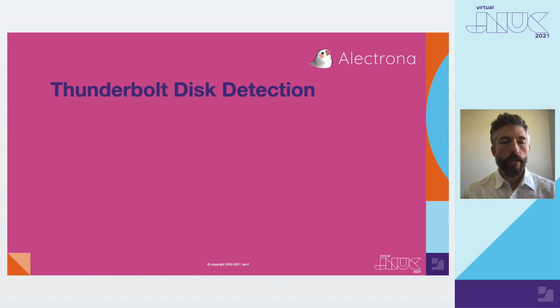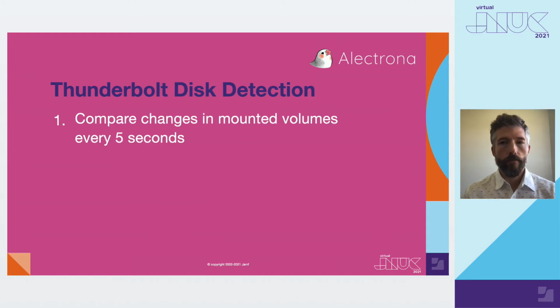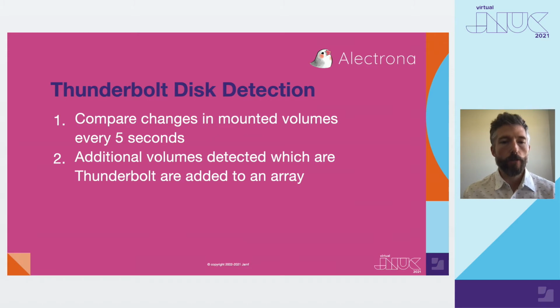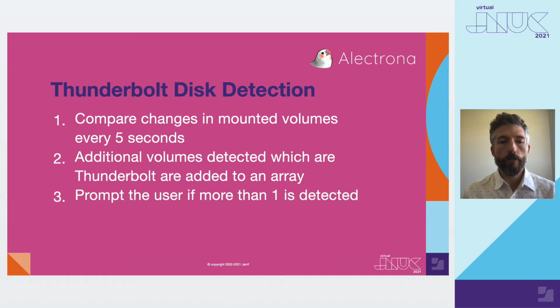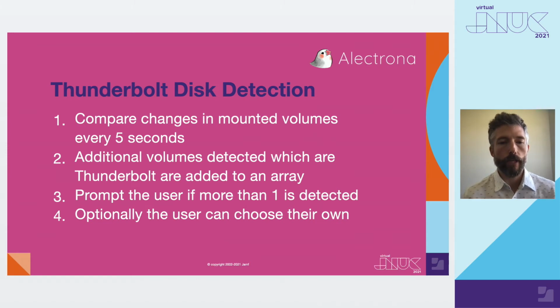So let's talk about the Thunderbolt disk detection initially. The way we do this is we compare changes in the mounted volumes every 5 seconds, and any additional volumes detected, which are Thunderbolt, are added to an array. If we've detected more than one Thunderbolt volume within those 5 seconds, we'll prompt the user to select the particular Thunderbolt volume that their user account resides on. And again, like I mentioned before, optionally, the user can choose their own Thunderbolt volume if they've previously connected it prior to kicking off this workflow.